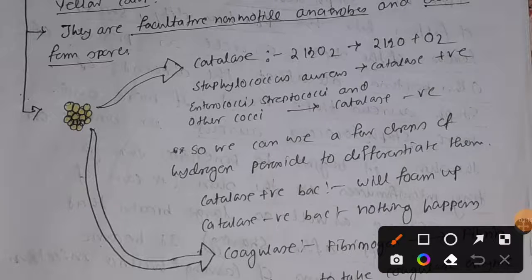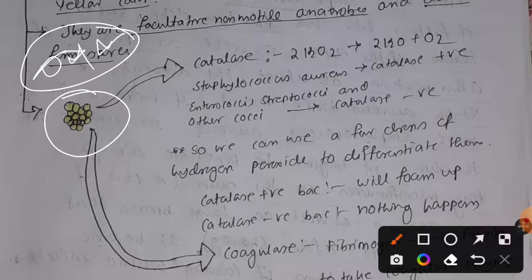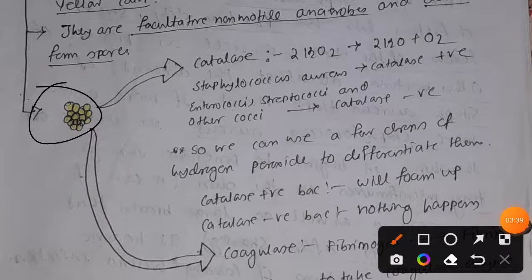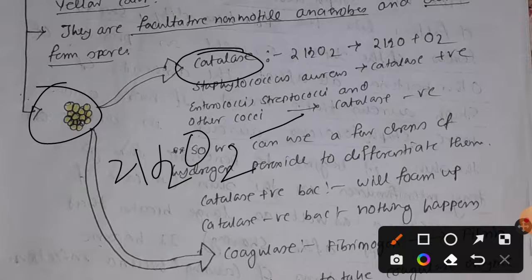Now, an important thing that you have to remember. The first thing is how you can distinguish between Staphylococcus aureus and other types of cocci, let's say Enterococcus, Streptococcus and others. Let me tell you that Staphylococcus aureus produces a special enzyme called catalase. Catalase has the special ability to convert hydrogen peroxide into water and oxygen.